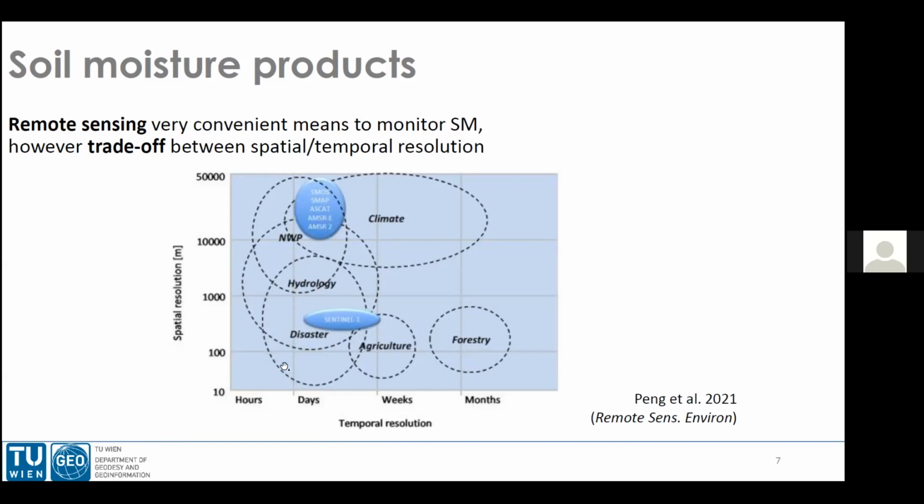see that most of these applications require daily observation with a spatial resolution in the order of few kilometers, or actually even higher than 1 kilometer. So with this work, I'm trying to get some soil moisture information around here, with a daily temporal resolution and a spatial resolution of approximately 5 kilometers. But as I said, the CCI soil moisture comes with a spatial resolution of 25 kilometers.